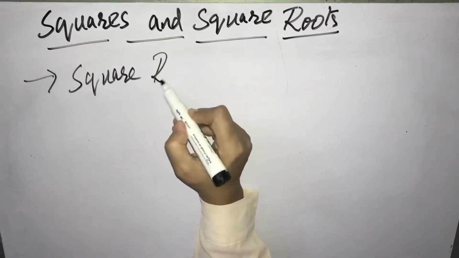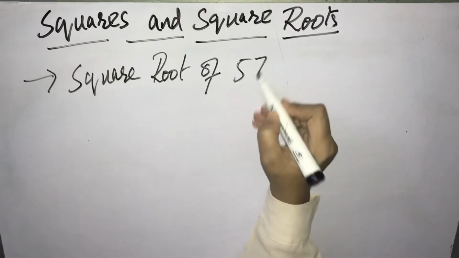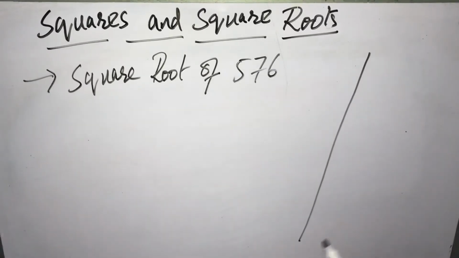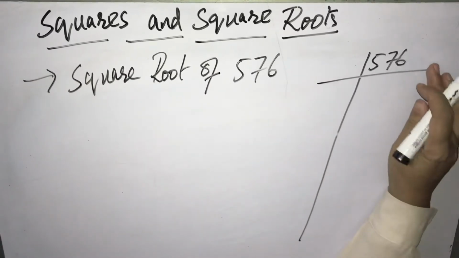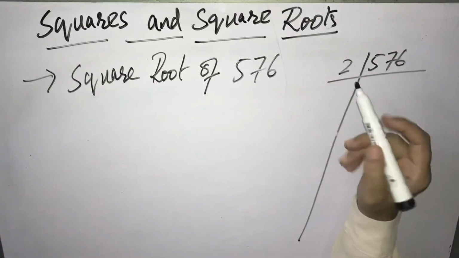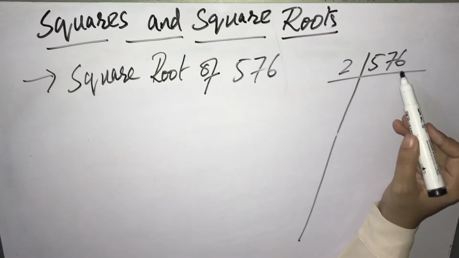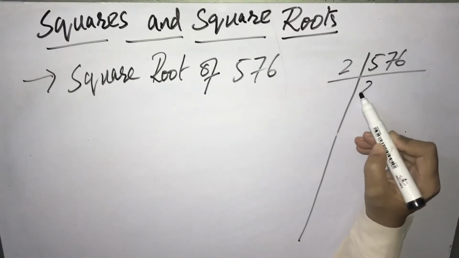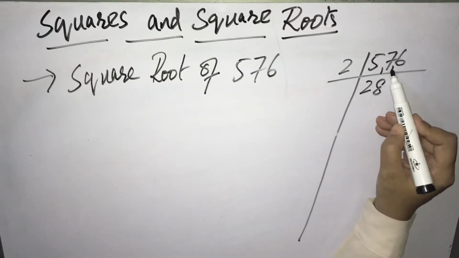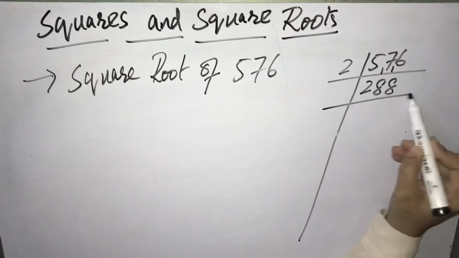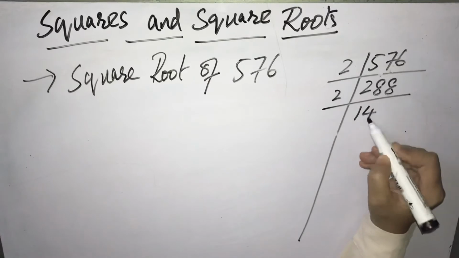Square root of 576. Another easy example of 3 digits. It's even, so we shall start our ladder with 2, the first prime number. Until the number remains even, we divide with 2. 2 2s are 4, 2 8s are 16, again 16, 2 8s are 16. Again with 2, as the number is even, 2 1s are 2, 2 4s are 8, 2 4s are 8.